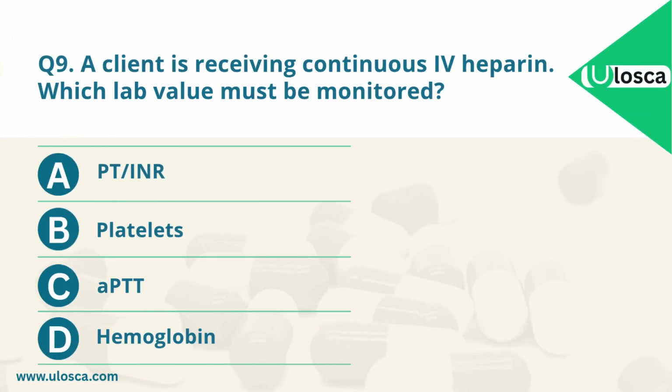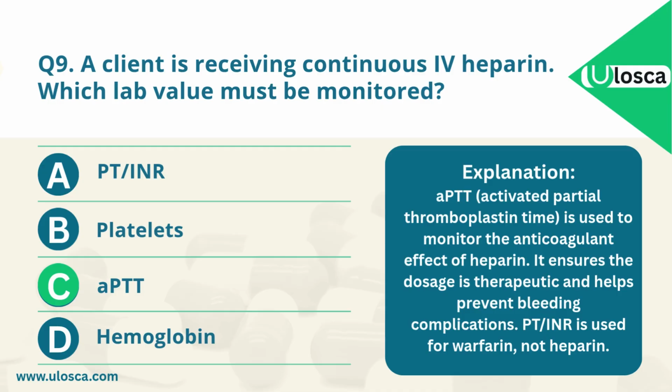The correct answer is C. aPTT. Explanation. aPTT is used to monitor the anticoagulant effect of heparin. It ensures the dosage is therapeutic and helps prevent bleeding complications. PT/INR is used for warfarin, not heparin.